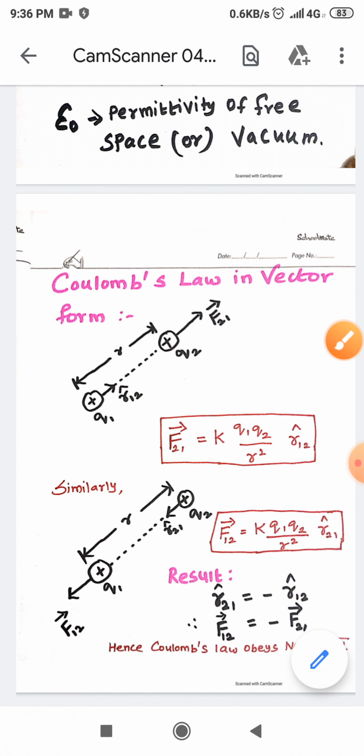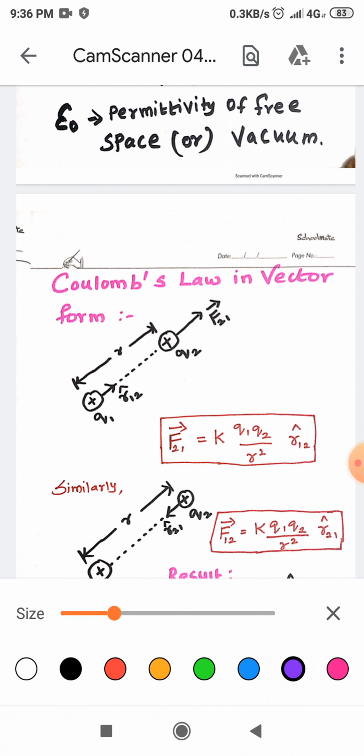As you know, the two charges are like charges. Therefore, there will be a force of repulsion. The first charge Q1 will push the charge Q2 along this direction. Similarly, the second charge Q2 will push the charge Q1 along this direction. So, both forces will be in opposite directions.